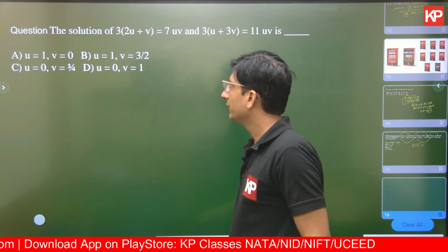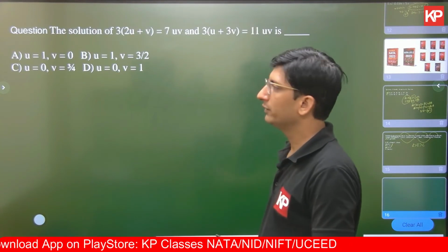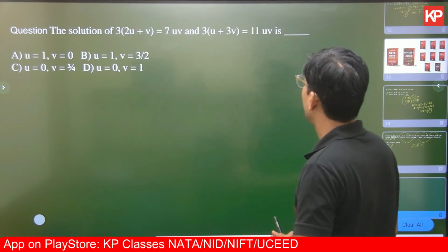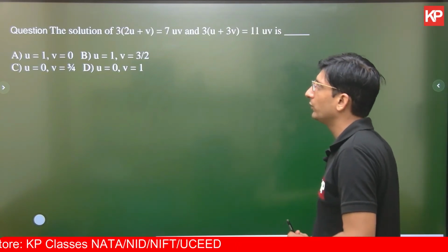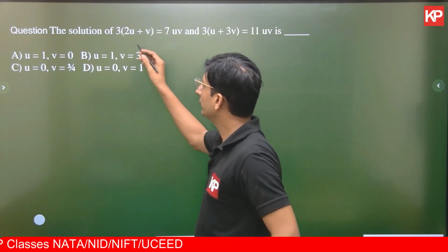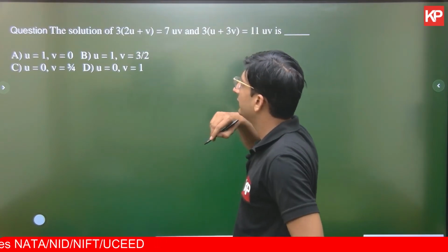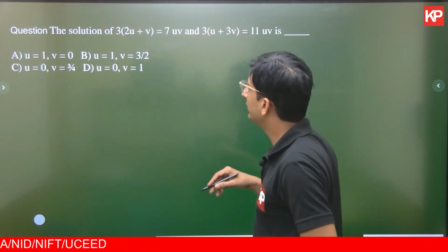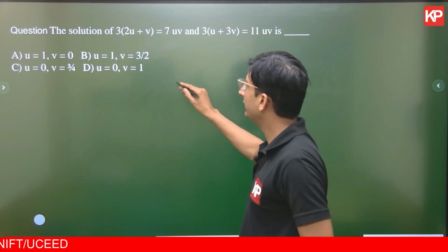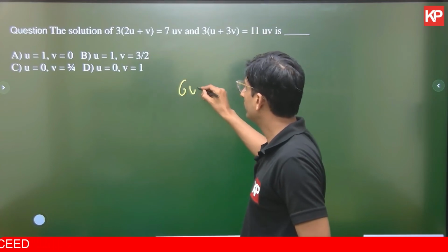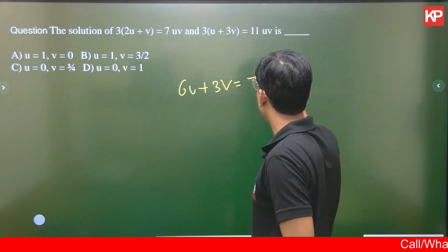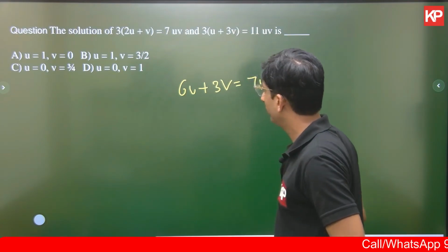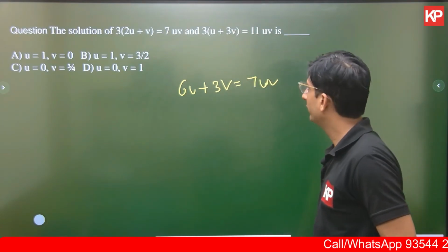Next one is again a good question, in which we have to solve for the values of u and v. What are the values of u and v here? So the solution is, suppose it is given that 3 into 2u plus v is given as 7uv. So if I multiply 3 inside, this will become 6u plus 3v is equals to 7uv. This is given.